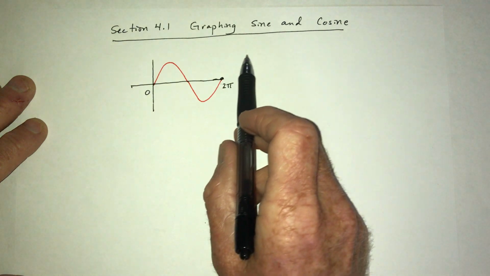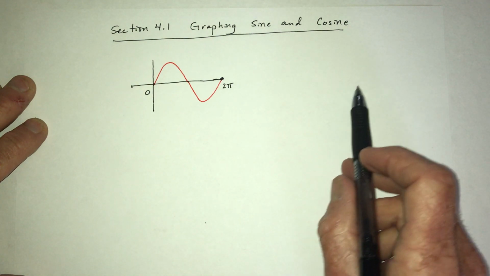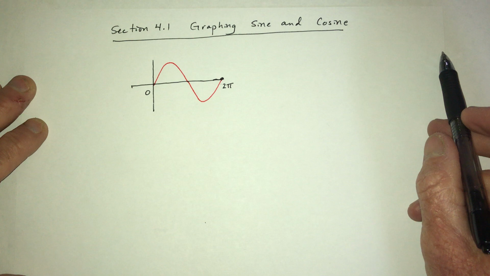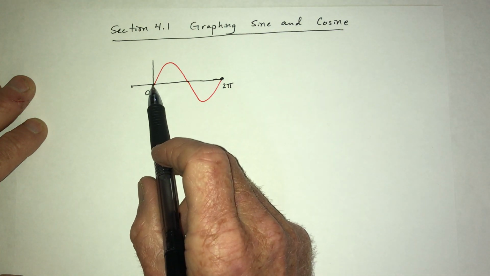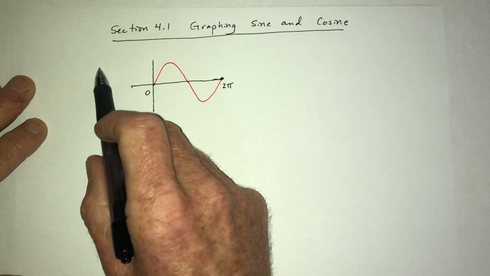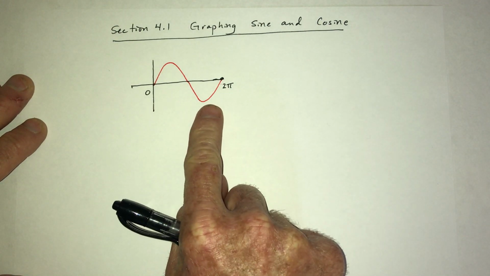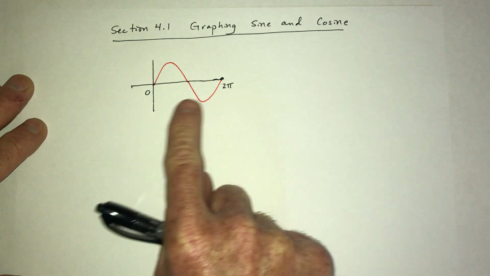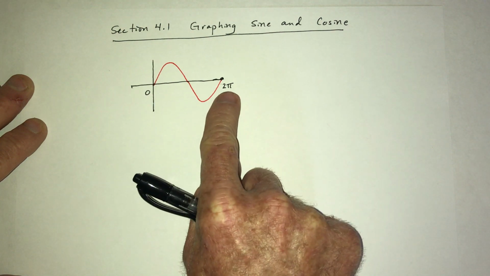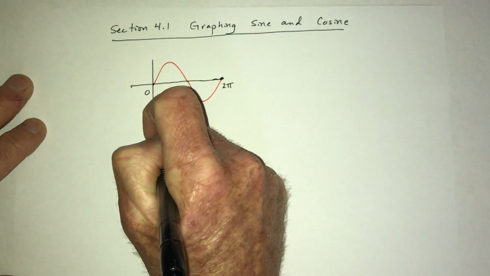It would then repeat and then repeat and then repeat. And it would go in this direction also. It would go down and then up and down and then up and down, and it would go forever. But this right here is called one cycle. And because it goes from 0 to 2 pi, that's called the period.